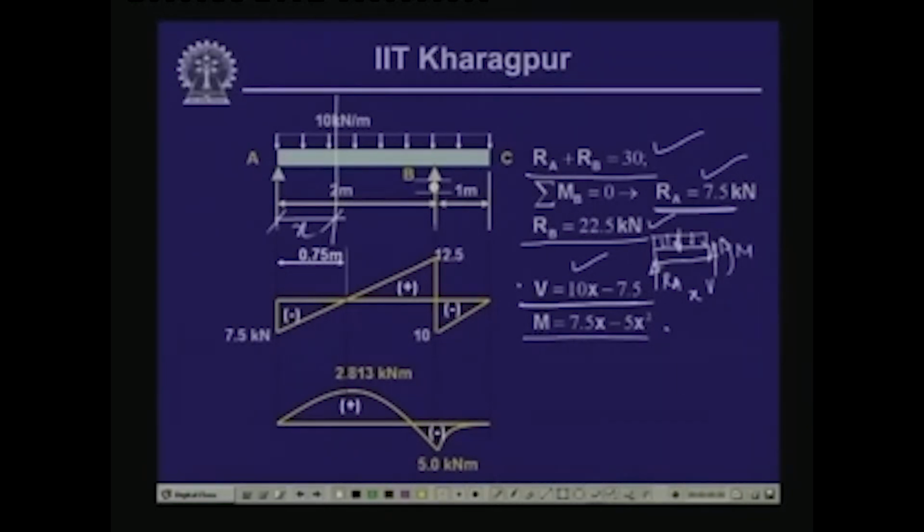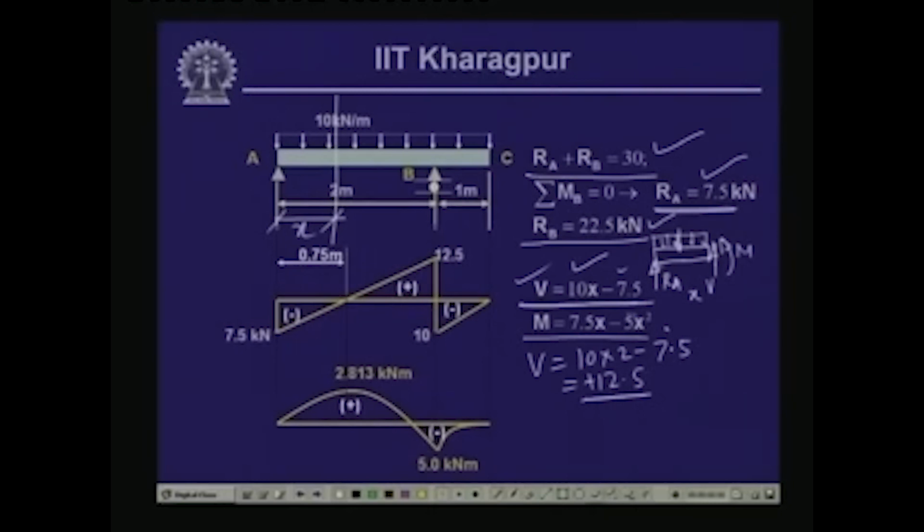Now, this gives us the variation of the bending moment and the shear force. As we go along, when x equals 0, the value of the shear force is minus 7.5, which is indicated over here. If we'd like to find the shear force at point B, where x equals 2, since we do not have any load in between, at x equals 2 the value of V is 10 into 2 minus 7.5, which is 20 minus 7.5, this is 12.5, and this is plus 12.5.